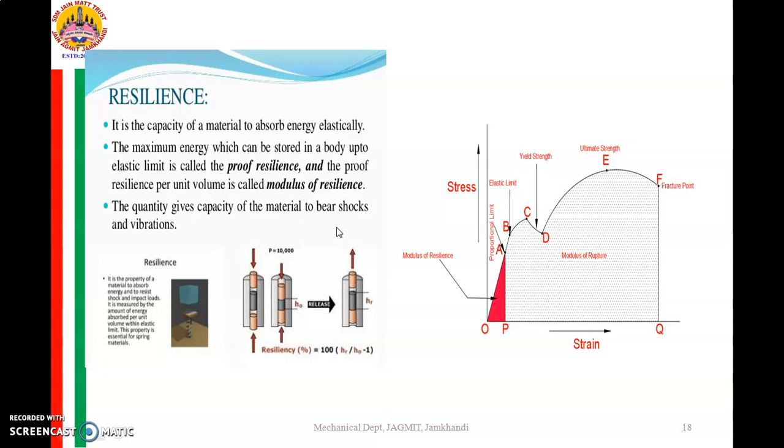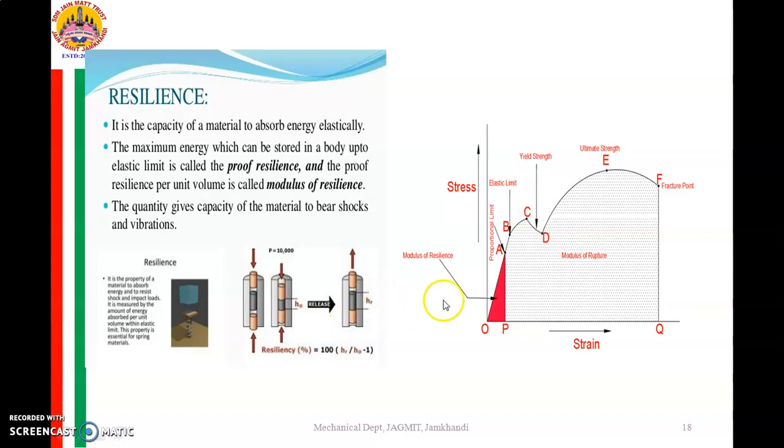The maximum energy which can be stored in a body up to the elastic limit is called proof resilience, and the proof resilience per unit volume is also known as the modulus of resilience. One example is given here. This tube is loaded with some force F, or a pressure of say 10,000 Pascal, and when the member is loaded it absorbs the energy, and when the load is released, it gives back the same energy which it had absorbed.